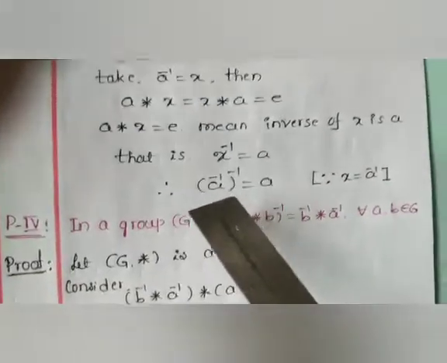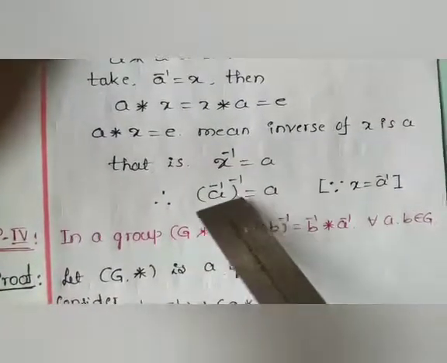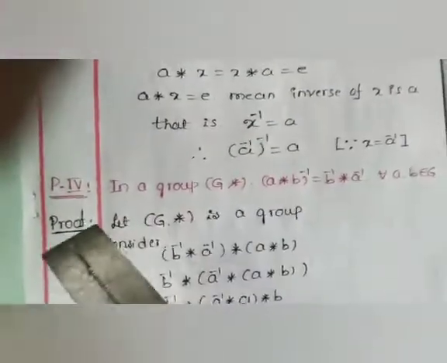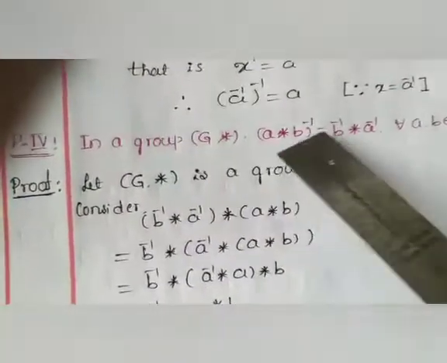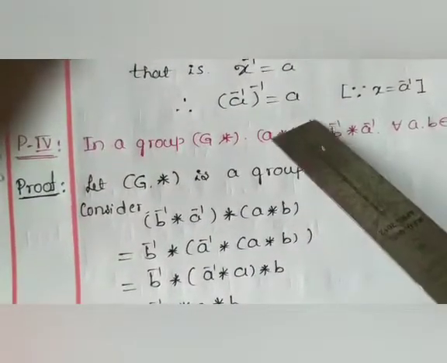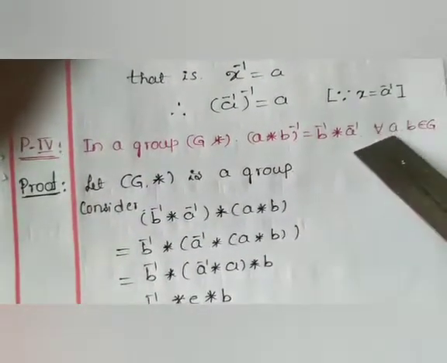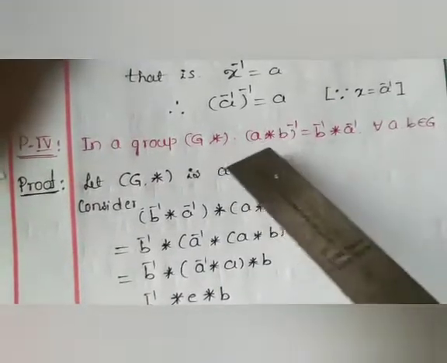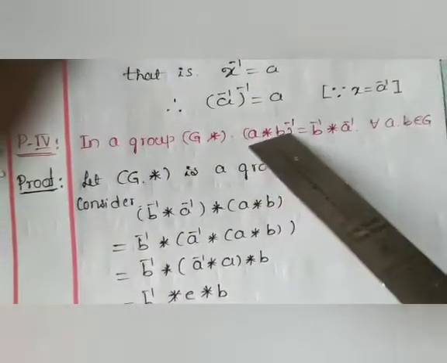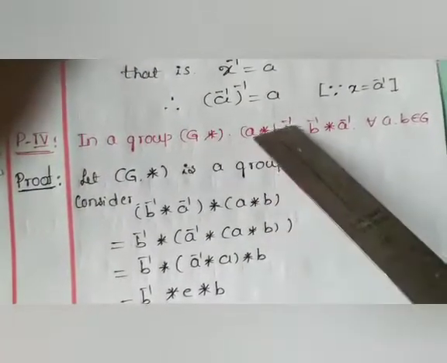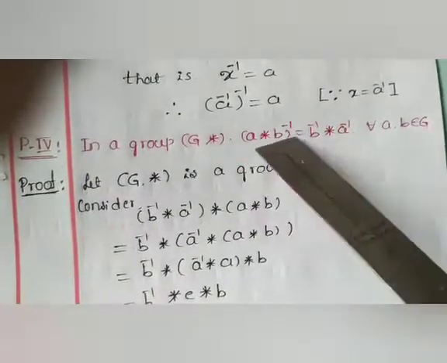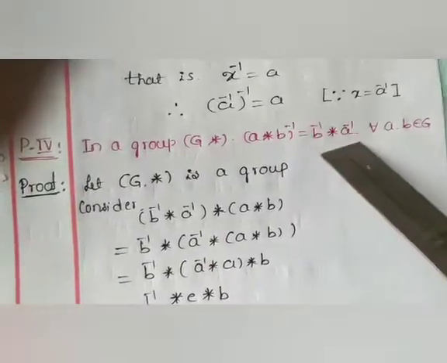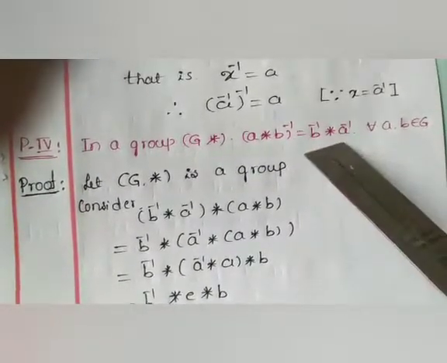So this is the proof of the inverse of A inverse is equal to A. Next, go for property number 4. In a group (G, *), the inverse of A star B is equal to B inverse star A inverse, for every A, B belonging to G. You can read it as the inverse of A star B is equal to B inverse star A inverse. How to prove this result?